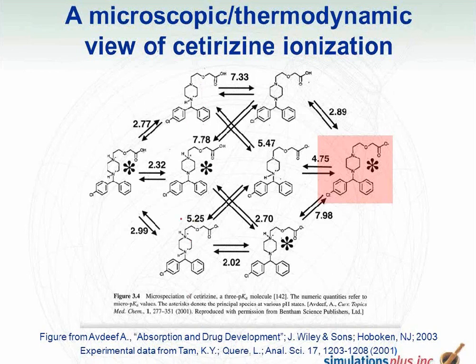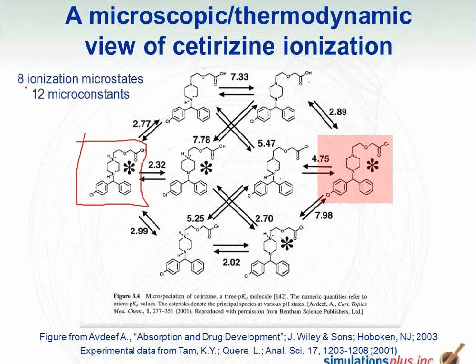Similarly, if we move over here a bit to the left, we have two protons to add, and they can go in two of the three positions on the molecule. So either the carboxylic acid and one of the pyrazines, carboxylic acid and the other pyrazine, or the two pyrazine nitrogens. And then finally, in the completely protonated form, there's no ambiguity here. So overall, we have 8 ionization microstates.